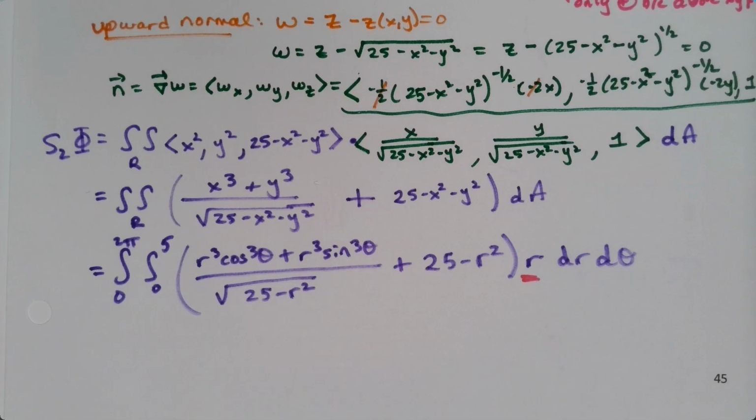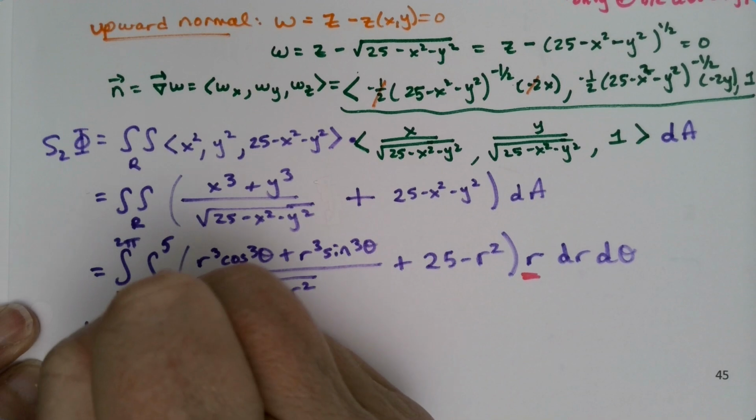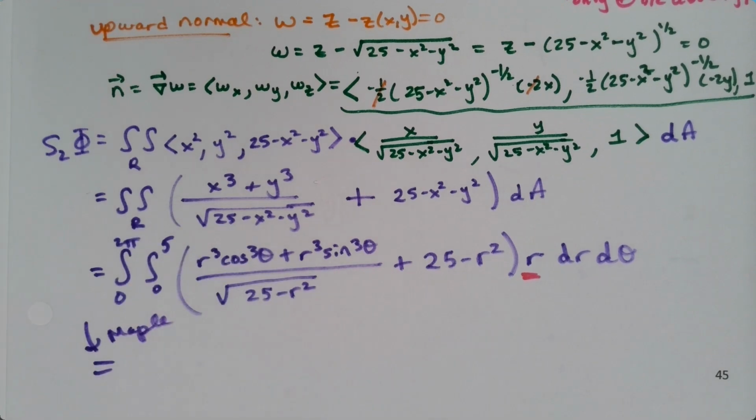Now this integral is so difficult, we are not going to do this at all by hand. We are just going to make Maple do the whole kit and caboodle. This is very tricky. Nothing in here is simple.